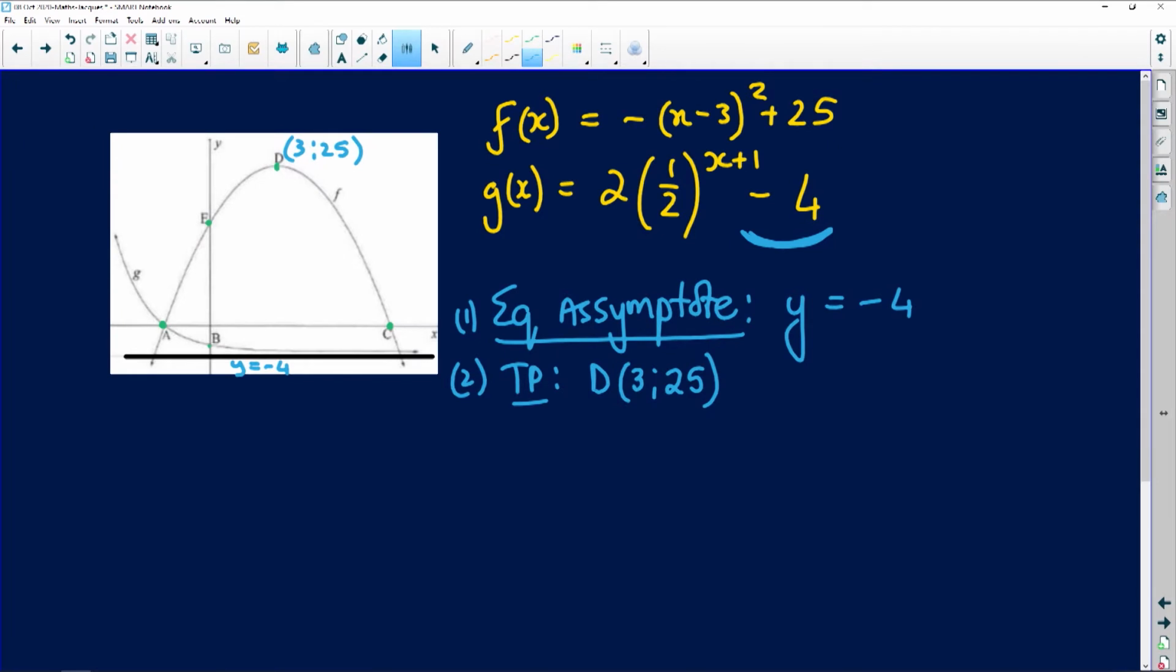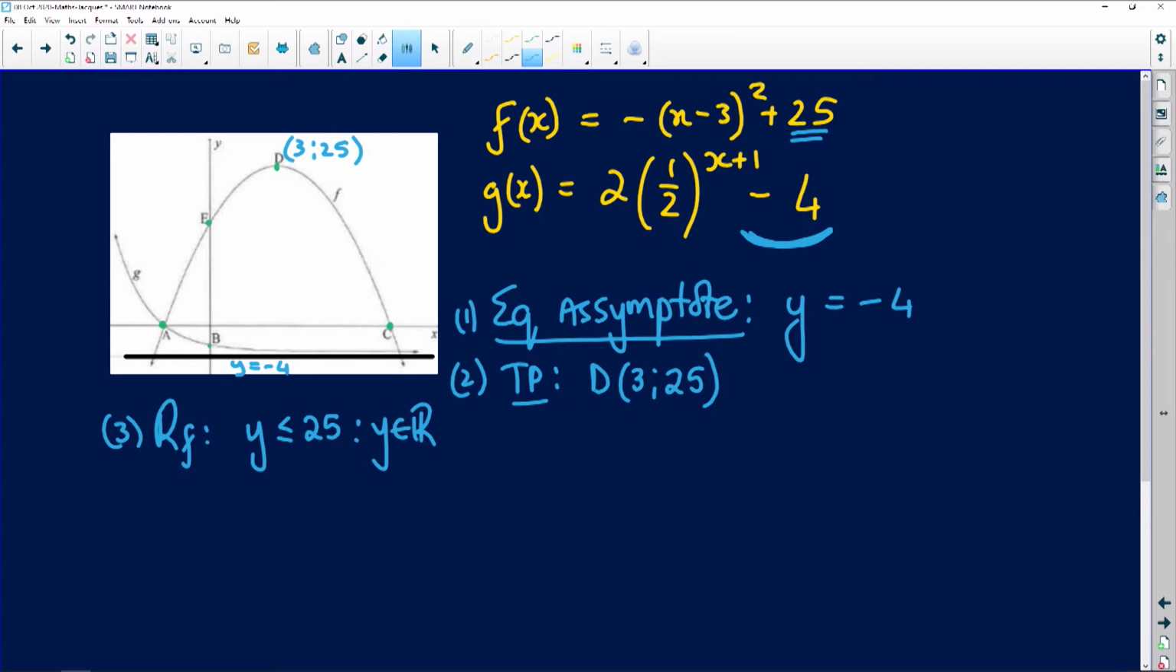Okay, now they ask us for the range of f. Now the range, remember, is all the permissible y values on the graph. The domain is the x values. Let's have a look. F is a parabola, so it has a maximum value at 25. So to write down the range of the function f, we can say y is less than or equal to 25, and it's all the real numbers that are less than or equal. So it's all the numbers as long as it is smaller than 25.